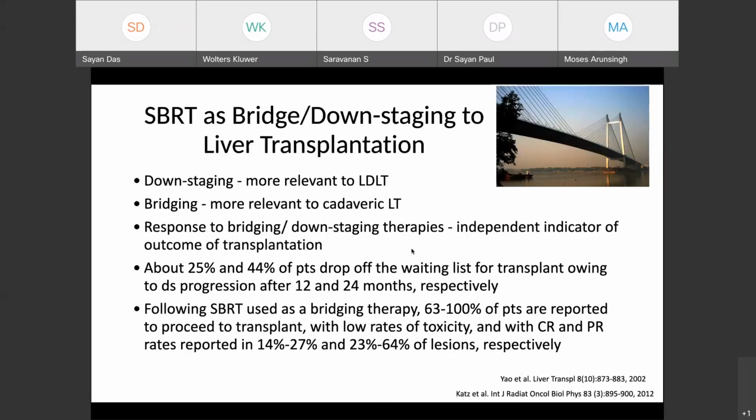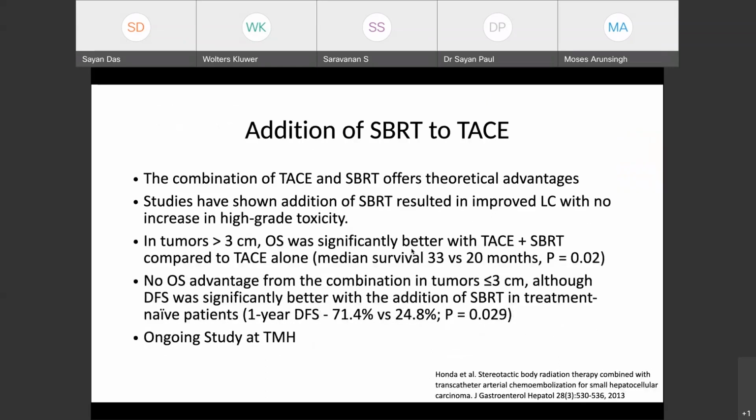The other point is that the response to prior treatment before transplant gives us good information about how the tumor is going to behave biologically. So those who achieve a CR with this prior treatment with SBRT tend to have much better outcomes after they undergo transplant. Can we combine these various modalities?